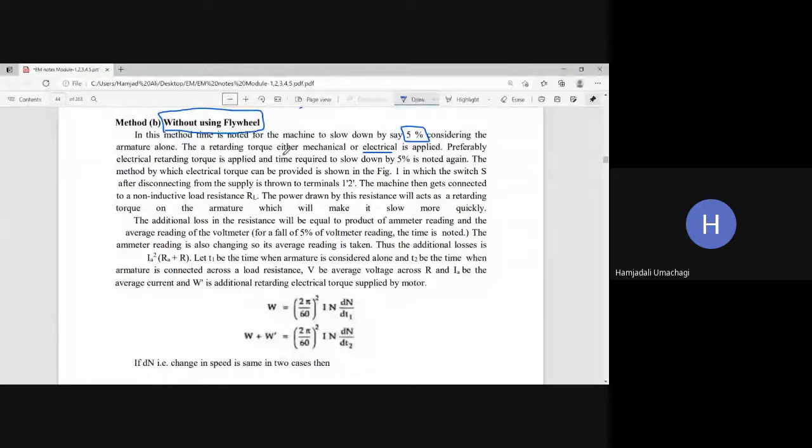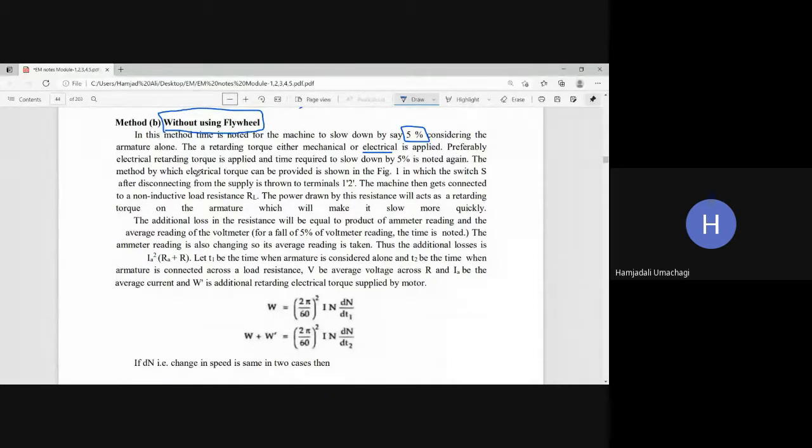The retarding torque, either mechanical or electrical, is applied. Preferably, electrical retarding torque is applied, and the time required to slow down by 5% is noted down. So, initially, don't connect any electrical load, just disconnect the motor from the power supply. Then note down the time taken for the speed of the machine to decrease by 5%. Secondly, for the second time, you apply the electrical retarding torque. Once again, you note down the time to slow down the speed by 5%. Then using those two times, you can calculate the value of I, that is the moment of inertia.